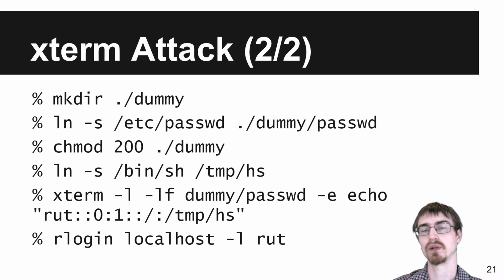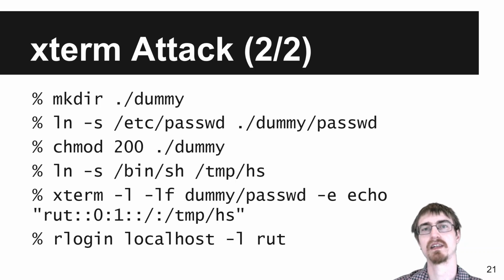Now why does this work? Well, this works because the xterm program only verifies with stat, and if stat fails, it will allow the file to be used as the log file. Now in this case, stat fails because we changed the permission on the directory. However, being root, xterm is still allowed to write to the link. So even though stat has failed, now you can still write to the passwd file and add the line here.